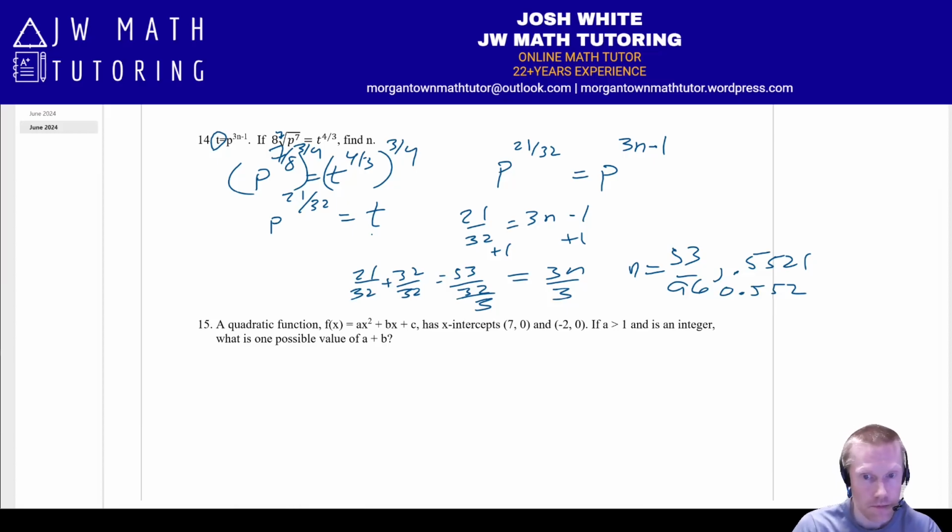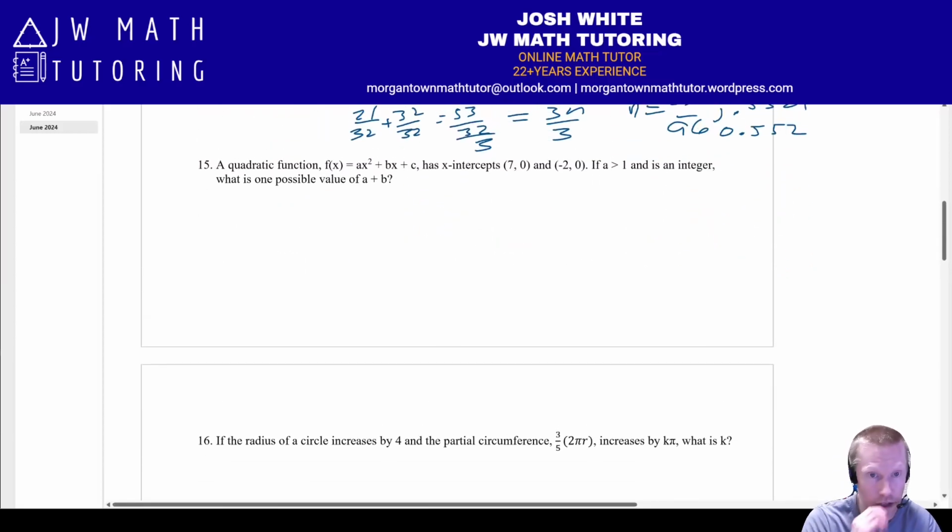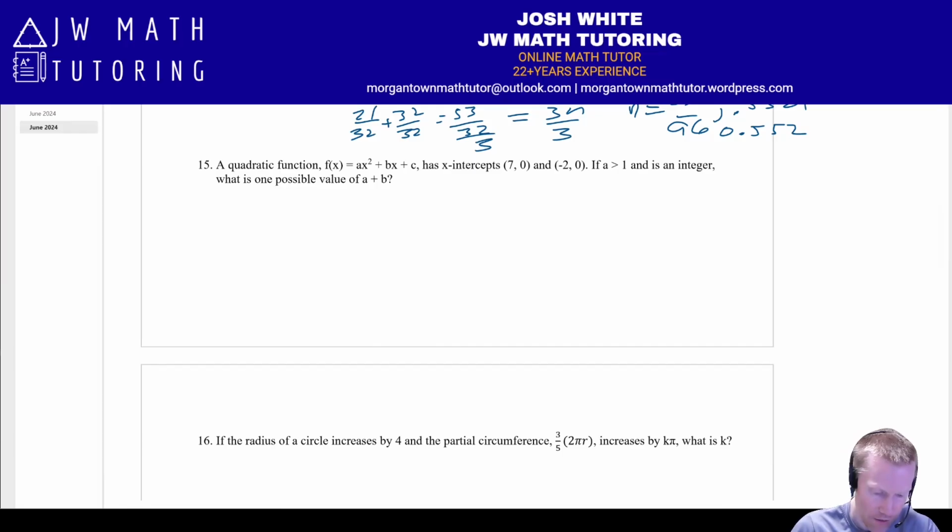All right, next up, we have a quadratic function, and we know two of its x-intercepts. We know that a is an integer greater than 1, and they want to know what's a possible value of a plus b. So first, I will show you how you could do this by hand, and then after that, I will show you the Desmos method.